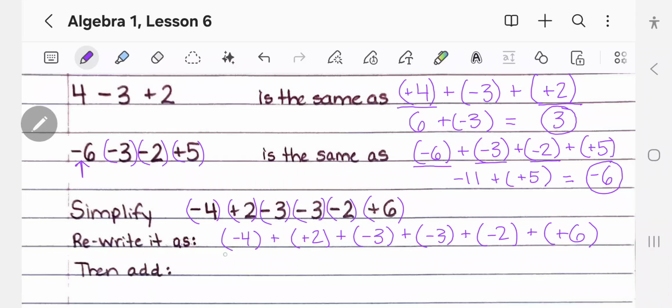Now I can combine all my negatives. Here's a negative, here's a negative, here's a negative, and here's a negative. And you could do these two at a time if you wanted to.